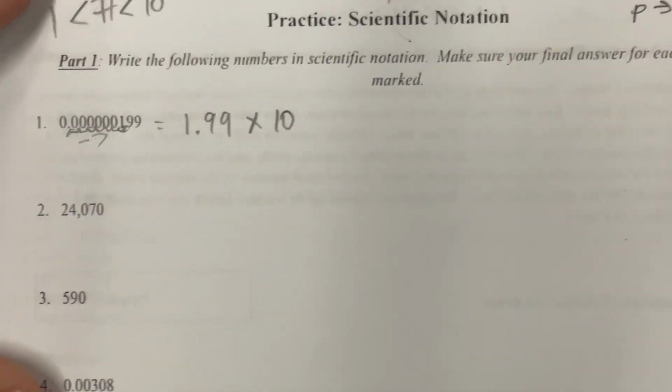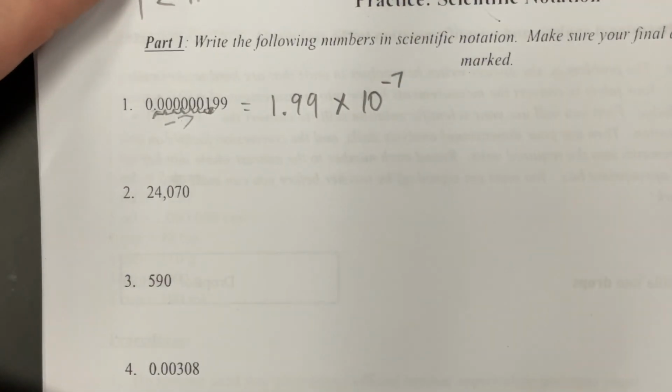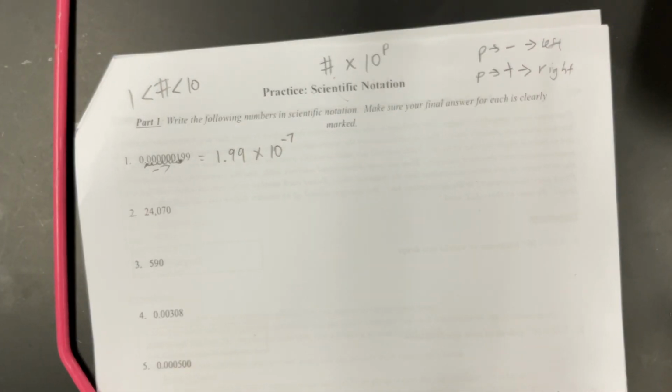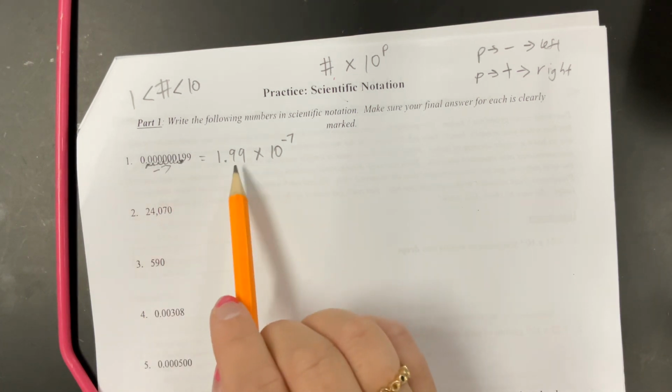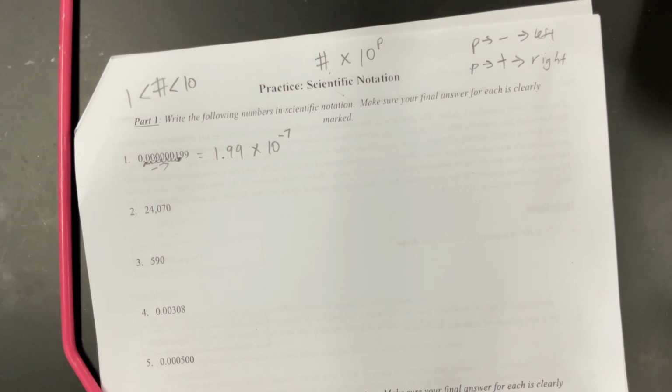Okay, so that means my exponent for this is going to be to the -7th power. Scientific notation is just a mapping back to the original number. If you keep that in mind, you won't mess up your exponents and get the positives and negatives wrong. So this is the same as 1.99 times 10 to the -7th. Okay, let's do another one.